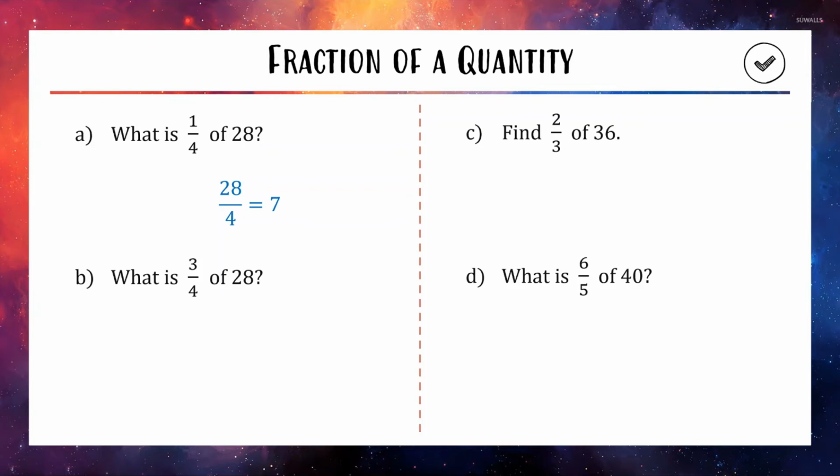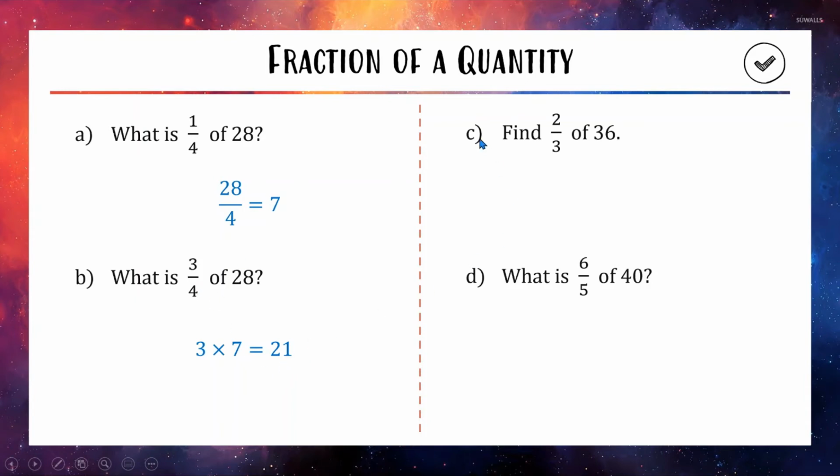For question B, we're going to find 3/4 of 28. In part A, we figured out that 1/4 of 28 is 7. What if we wanted 3/4? Well, it means we want 3 of these. We want 3 7s. So we're going to do 3 lots of 1/4, which is 7, and that gets us an answer of 21. So 1/4 of 28 is 7, so 3/4 must be 21.